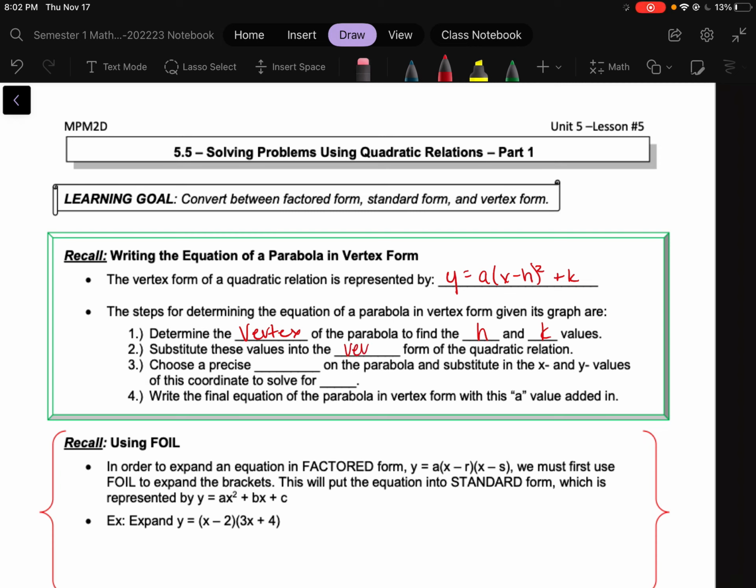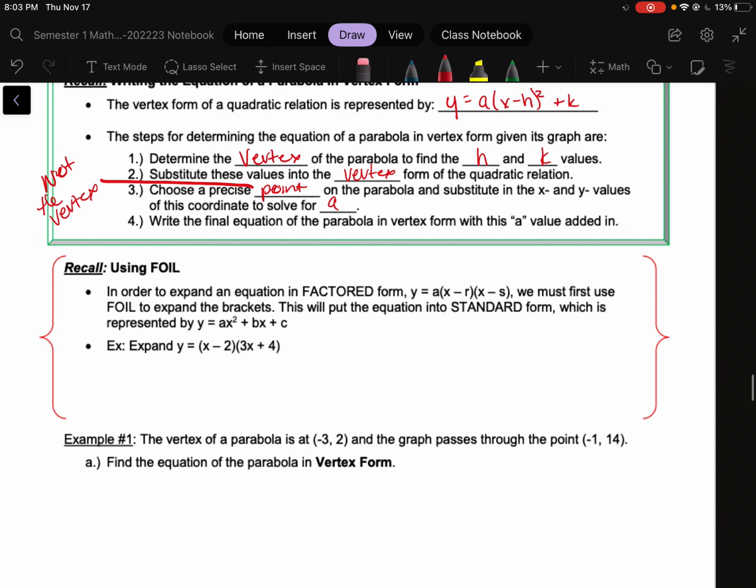Next is substitute these values into our vertex form of the quadratic relation. Then we have to choose a precise point on the parabola and substitute in the x and then the y values of the coordinate in order to solve for a. And then we write the final equation of the parabola in vertex form with the a value added in. So remember, this point that we look at is not the vertex point. It has to be a point somewhere else that is found on the parabola.